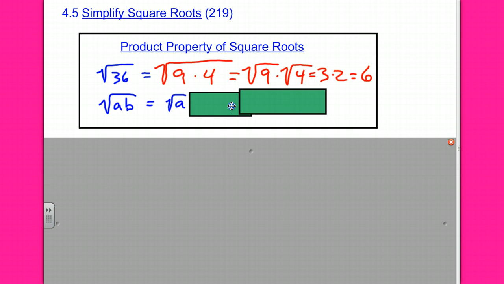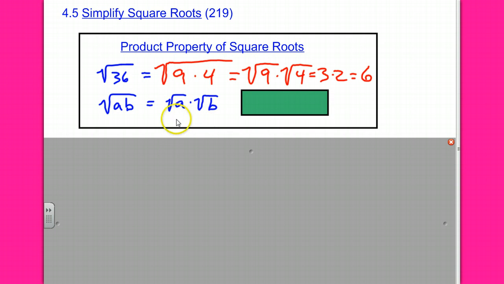Well, you're giving new letters. How about, could we separate these two factors? Yes. It would be the square root of A times the square root of B. You could separate them into their unique little factors. And these expressions are still equal. They're equivalent, okay?